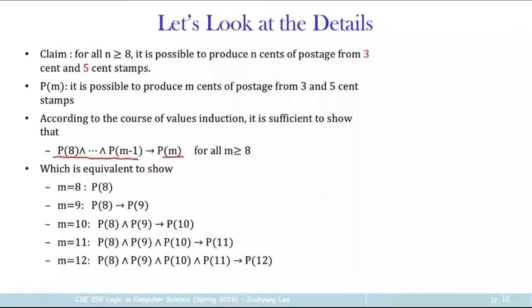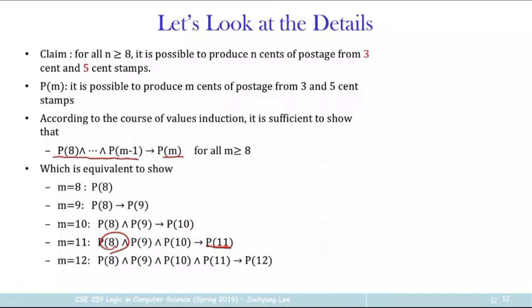Oh, this is fine. From this on, there's no problem, because once m equals 11, I can assume that m minus 3 cent postage can be made. That's one of the induction hypotheses. When m equals 12, I can say P of 9 is true, so that's fine, and so on and so forth. We are happy, starting from m equals 11. The only problem is when m equals 10, 9, 8, induction hypotheses do not help us. So that's a separate case that we have to prove.